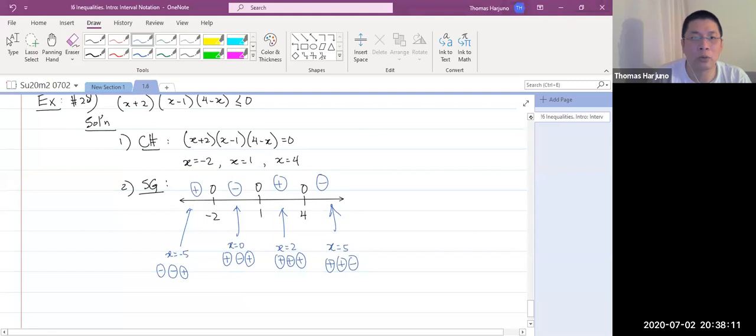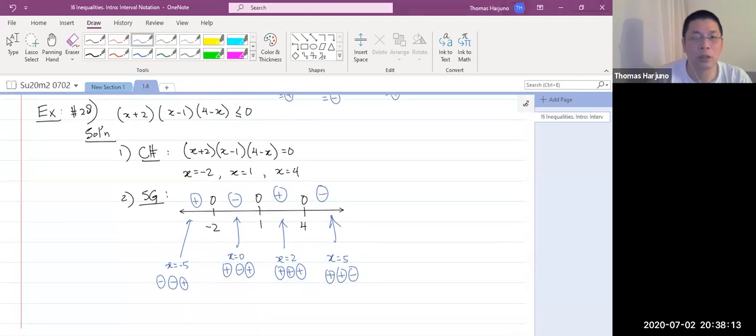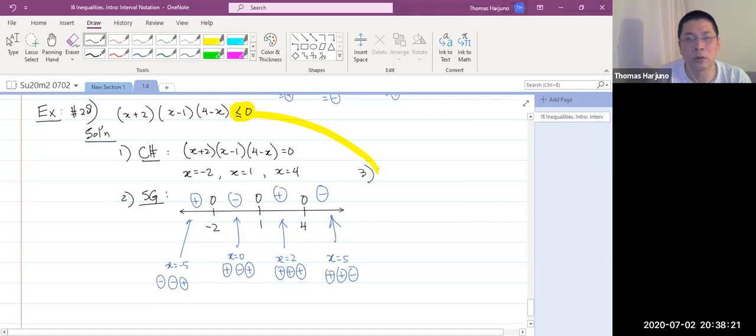Then we go back to our inequalities. Oh, I need something less than or equal to 0. So step 3, solution. I need negative or 0. The one that gives me negative or 0 will be the interval from -2 to 1, including -2, including 1, union 4, including 4, up to infinity.